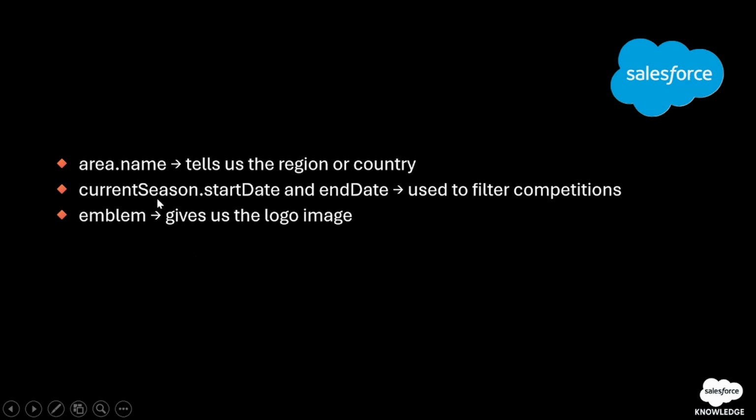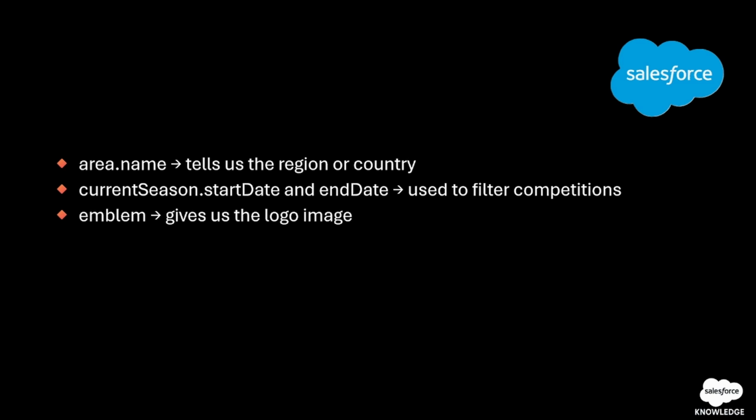We have the area.name, which will tell us the region or the country. We have the current season start date and end date, which will tell us the start date and the end date of the season or the match. And we have the emblem, which will give the logo or the image. So now we are clear with the data, and we are also clear how we will call the data. And I also showed you the website that we are using for getting the data, and we also know the structure of the data. Now we'll dive into the code and we'll understand how it is working.